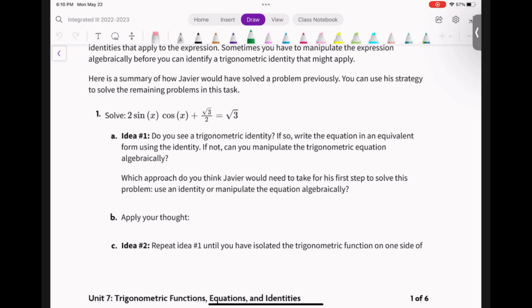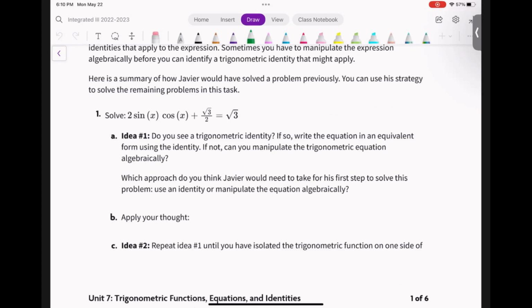Number 1, do you see a trig identity? If so, write the equation in an equivalent form using the identity. If not, you can manipulate the trig equation algebraically. Which approach do you think Javier would need to take for his first step to solve this problem? Use an identity or manipulate the equation algebraically? Okay, go ahead and think about that.